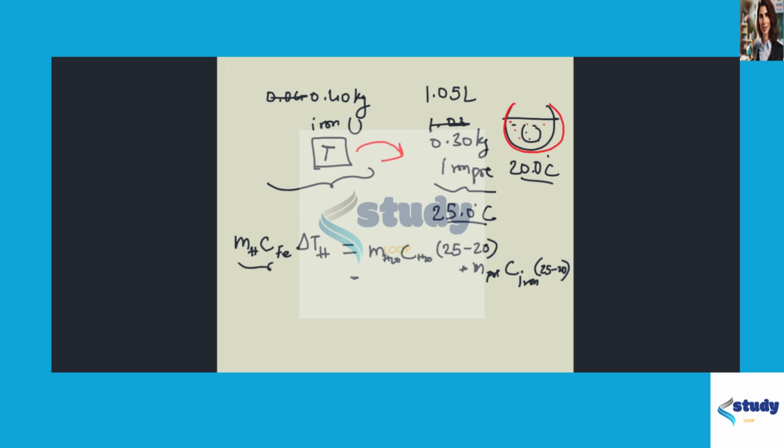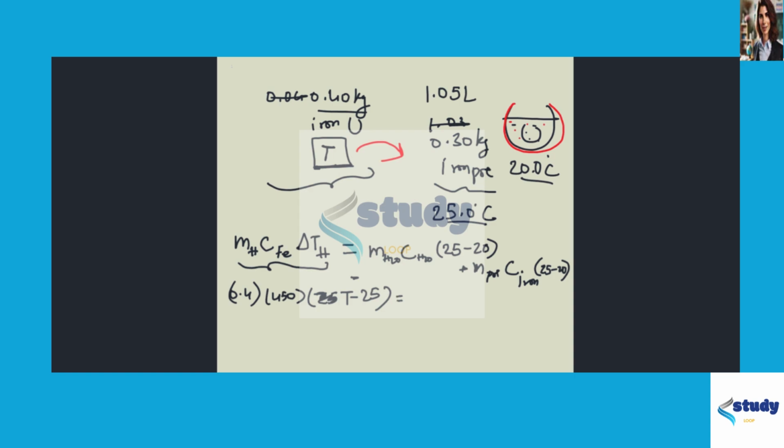Now, the first term becomes, we know that the mass of the horseshoe is 0.4 kilograms, times we know that the specific heat of iron is 450 joule per kilogram degree Celsius, times we know that delta T would be T minus 25 degrees. It goes from T degrees Celsius to 25 degrees Celsius.